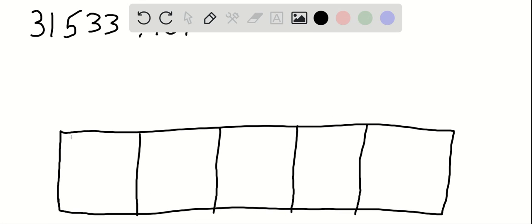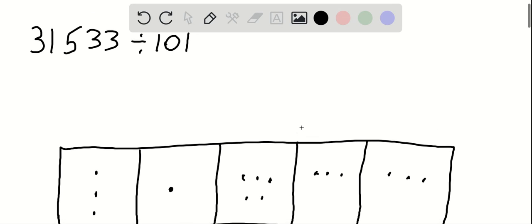Putting this number into our machine, we have three dots in our 10,000s box. Then one dot in our thousands, and we have 500s, so one, two, three, four, five hundreds. We have three tens, and we have three ones. All right, so there is the number 31,533 represented in a 10 to 1 machine.